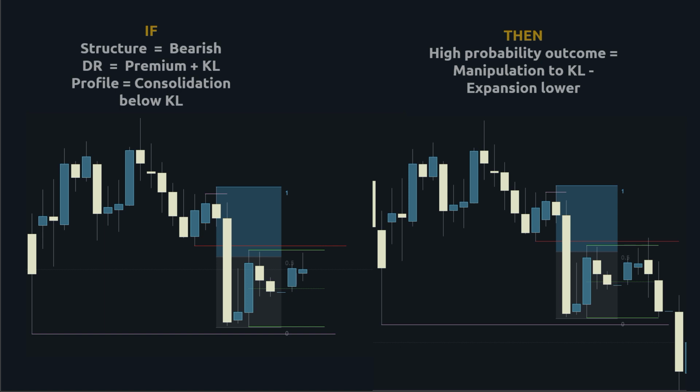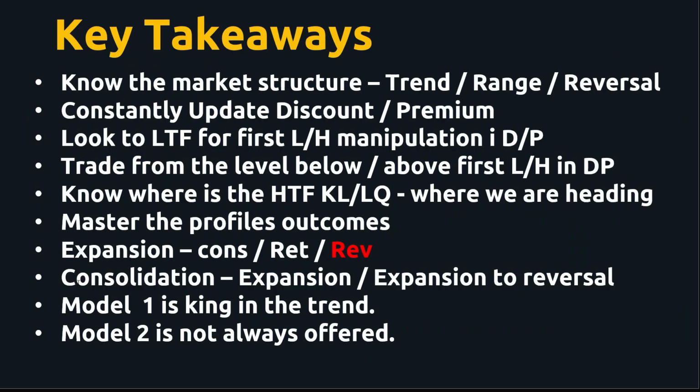Anyway, so here are the key takeaways from this presentation, right? Always know the market structure, right? Are we in a trend, range, or reversal, right? Constantly update discount and premium dealing ranges, right? Look to the lower time frame for the first low or high manipulation in discount and premium. This is what I will show you on the charts, right? Trade from the level below or above the first low and high in the discount and premium, right?